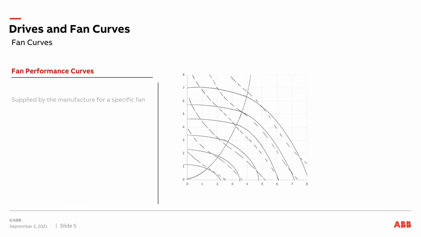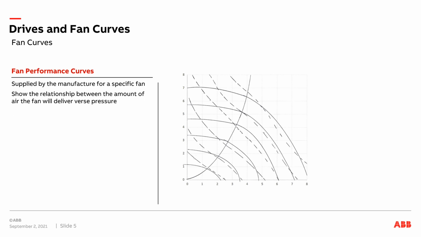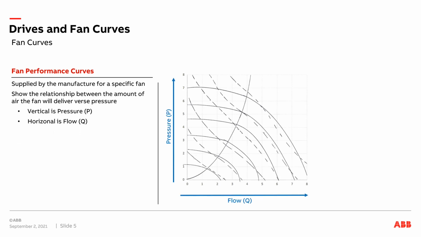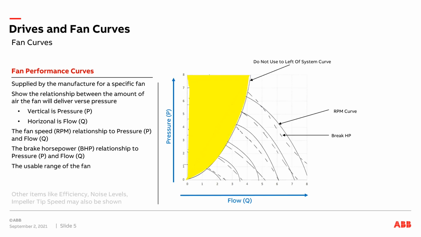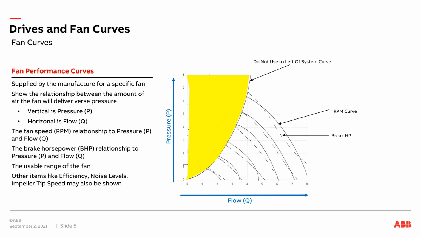Looking at a fan performance curve, it's supplied by the manufacturer for a specific fan. The relationship between the amount of air the fan will deliver versus pressure, where vertical is pressure, P, and horizontal is flow, Q. The fan speed in RPM relationship to pressure and flow is graphed. The brake horsepower relationship to pressure and flow is graphed and shown here as dotted lines. The usable fan range is shown. You do not want to go left of the system curves from the usable fan range. Other items like efficiency, noise levels, impeller tip speed may also be shown.